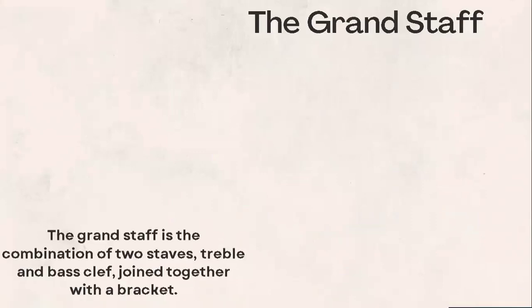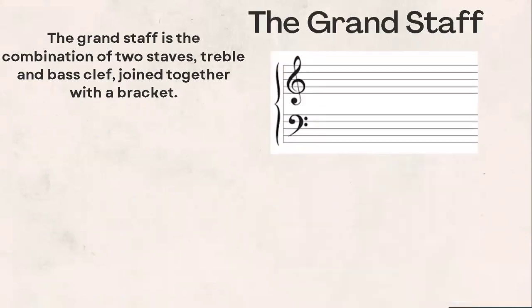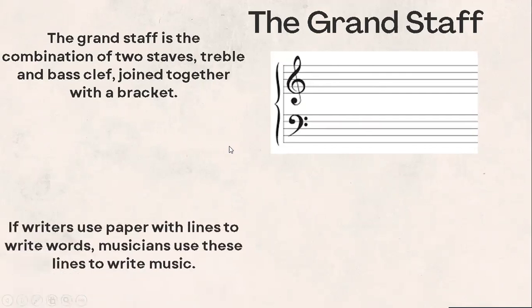The grand staff. The grand staff is a combination of two staves, treble and bass clef, joined together with a bracket. Here is the G clef or treble clef, the bass clef, and this is the bracket. All the symbols combined together is called the grand staff.